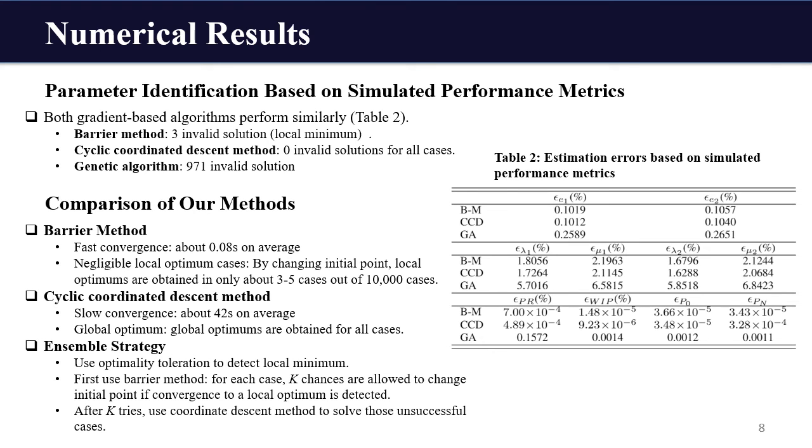So we can use an ensemble strategy to guarantee a global minimum in an acceptable time. With the optimality tolerance to indicate a local minimum, we first use the barrier method. For each case, we allow k chances to change initial points if a local minimum is indicated. After k tries, we use the coordinate descent method to solve those unsuccessful cases.